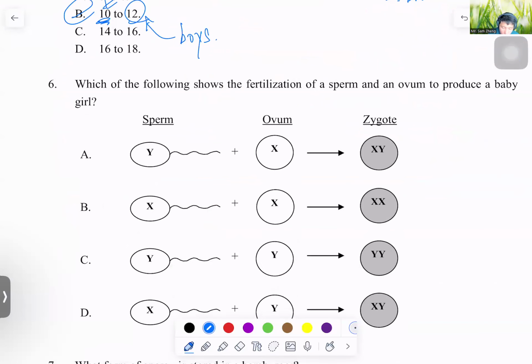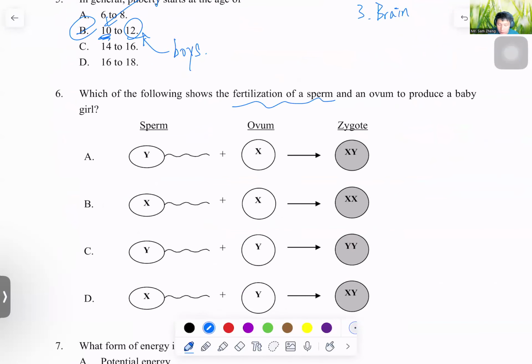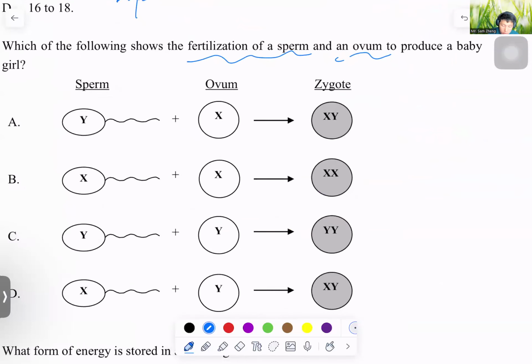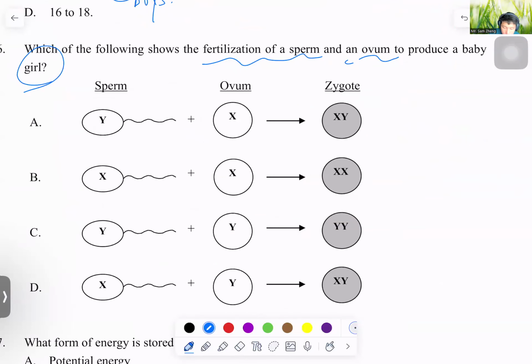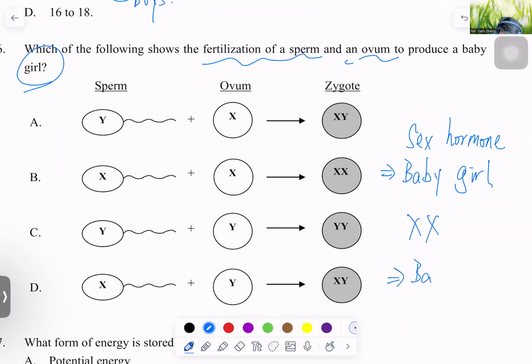So question number 6, which of the following shows the fertilization of a sperm and ovum to produce a baby girl? This time we are trying to find the baby girl. If you still remember the sex chromosomes, for a baby girl it would be X and X. For a baby boy, it would be X and Y. So as it is X and X, in this case definitely the answer should be B.